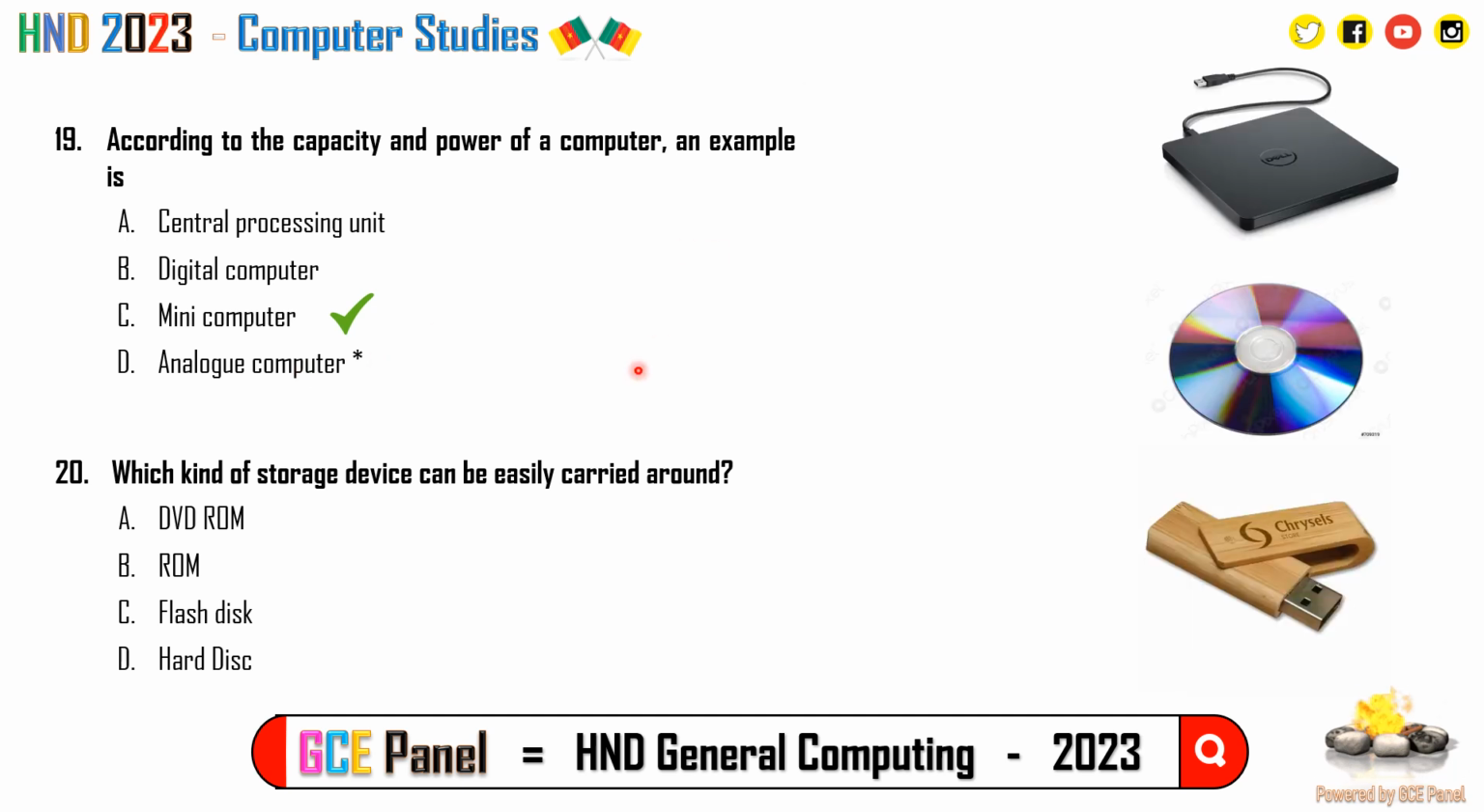Now, which kind of storage device can be easily carried around? Which of these can you easily carry around? We already know the answer here: the flash disk. Your USB key can easily be carried around. It might be a bit difficult to carry this one. Just like we said earlier, you just need 19 minutes to answer this section, and we have used just 19 or 20 minutes. So you can take even 10 to 20 minutes to answer this section.